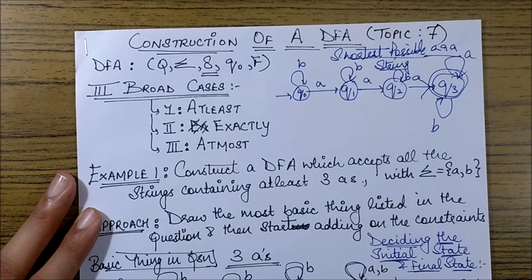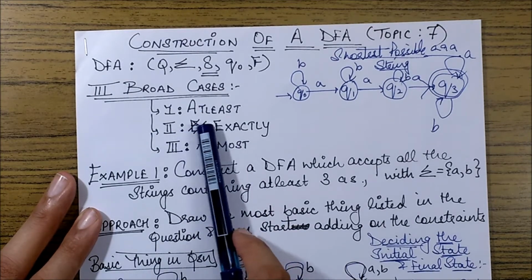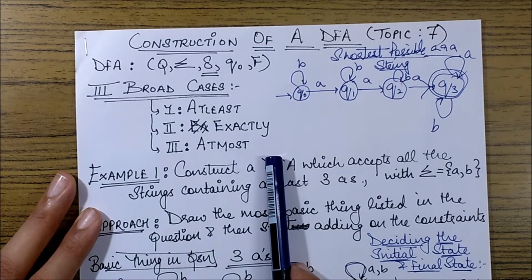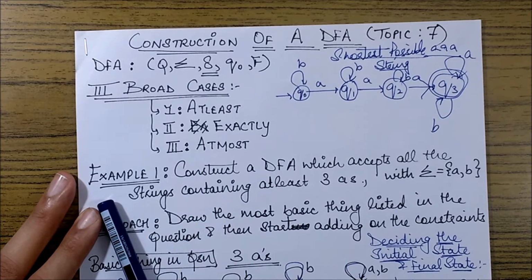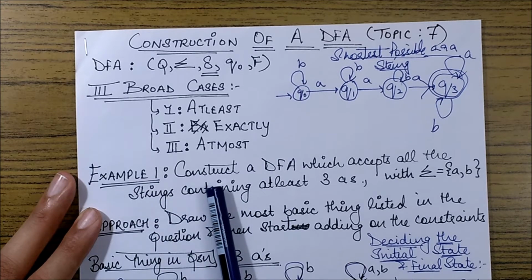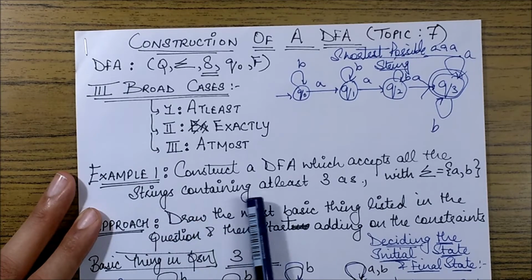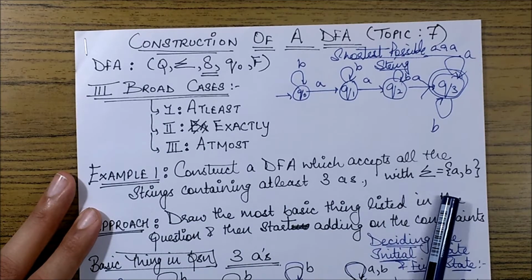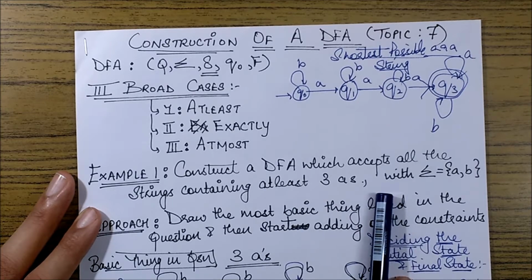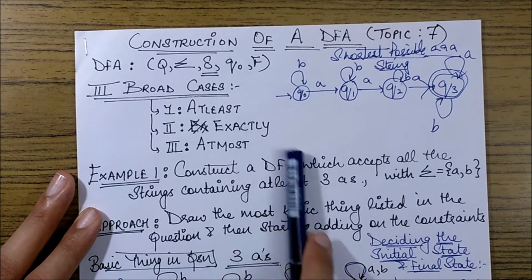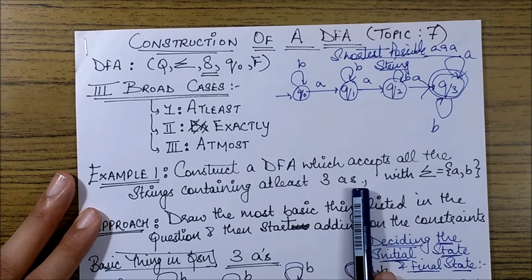So if I categorize the construction of DFA, I would get broadly 3 cases, which are at least, exactly, and at most. Now if I consider an example, I'll be able to explain it in a better manner. Considering this example, we have to construct a DFA which accepts all the strings containing at least 3 A's with Σ = {A, B}. Similarly, it could be containing exactly 3 A's or containing at most 3 A's.